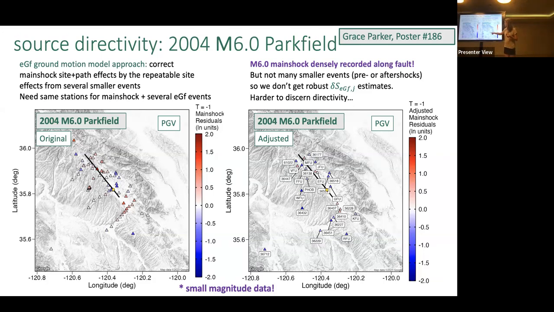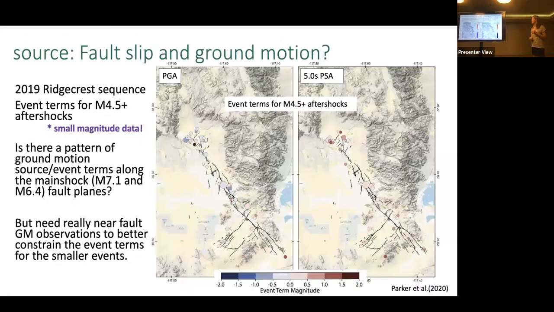It's a little bit hard to see with all these tags on the station names, but we just don't have the density when we do this method. But when we do adjust it, we get a much clearer picture, we think, of the repeatable components, or removing the repeatable components to get at the directivity. But again, if we had the smaller magnitude data recorded more consistently closer to the fault, I think we'd get a much better, clearer picture of the propagation here. So check out Grace's poster for more details there.